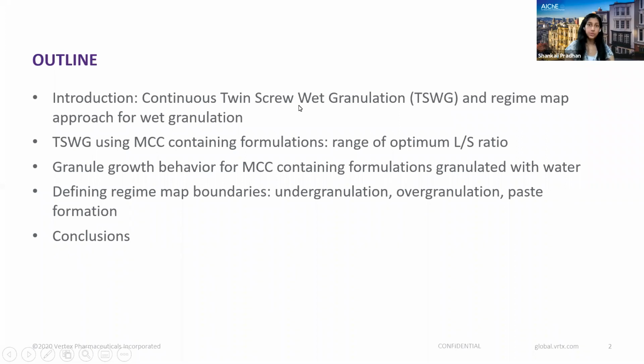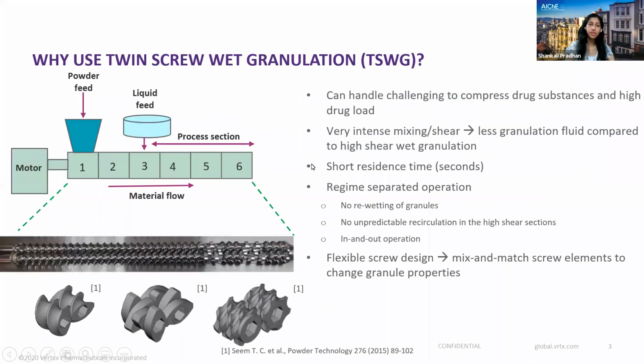We'll first talk about continuous twin screw wet granulation and a regime map approach. We'll then look at some experiments on MCC containing formulations using twin screw to identify a range of optimum liquid to solid ratio. We'll look at the granule growth behavior for these experiments, and then we'll use this data to define regime map boundaries of undergranulation, overgranulation, and paste formation.